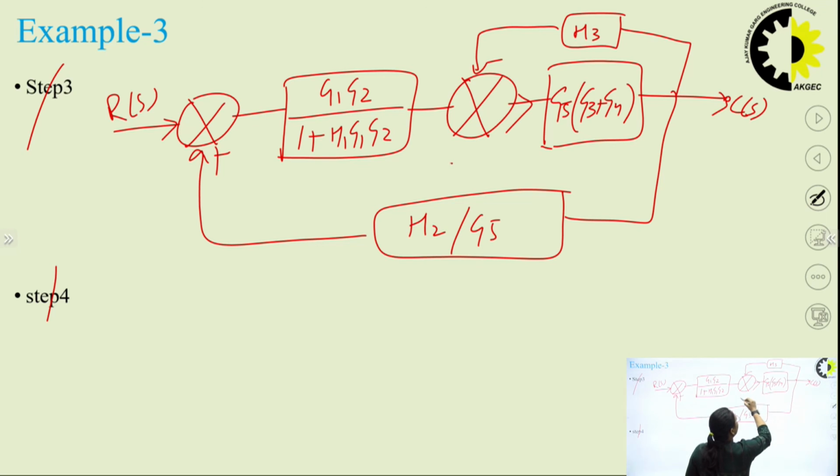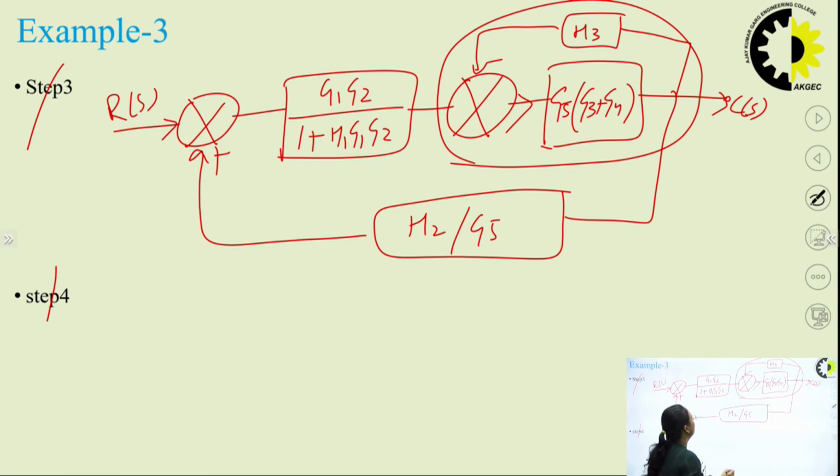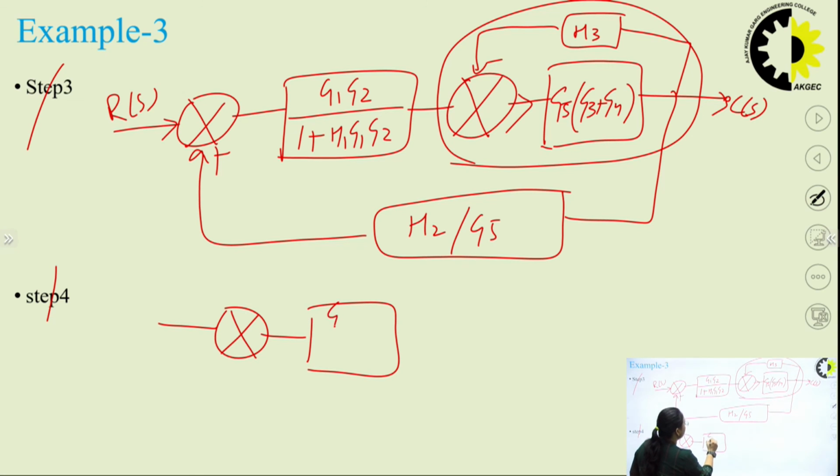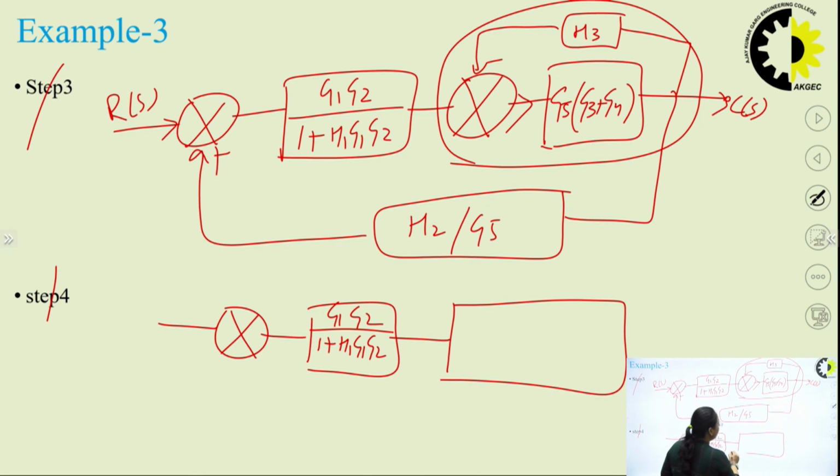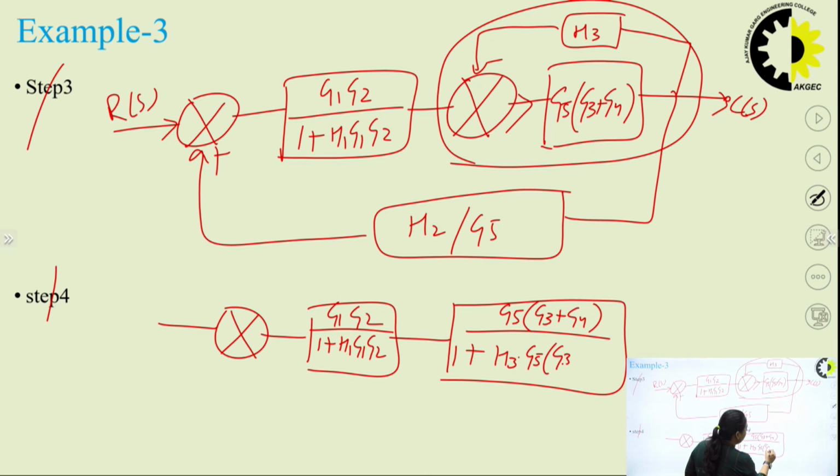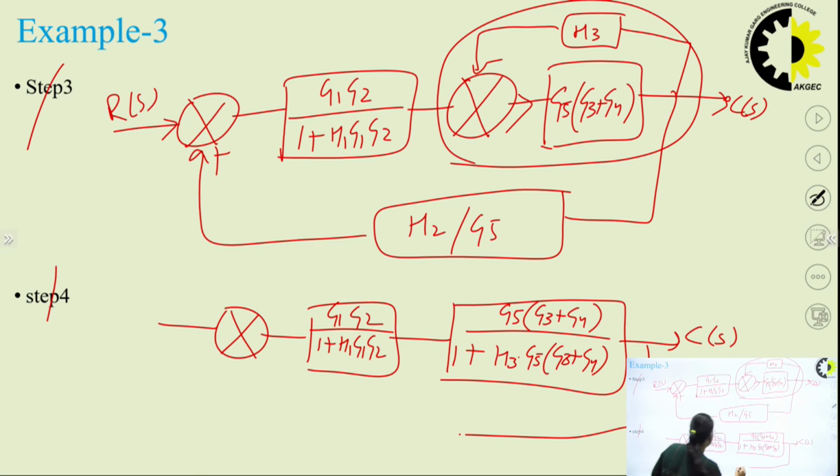This is the forward path. Now I'll solve this path. This will again be a single transfer function I can draw for this. This is G1 G2 upon 1 plus H1 G1 G2, and for the transfer function, this is the forward path and this is the feedback path. Okay, so the forward path transfer function will be G5 into G3 plus G4 upon 1 plus H3 into G5 into G3 plus G4, and this will be the C(s). Now it is coming here.